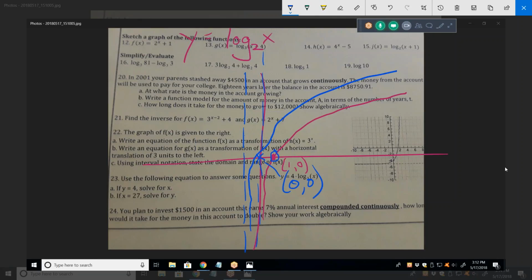If I plug in 0 for x, what's the log of 1? 0. Okay, so that's all that is, a horizontal shift.